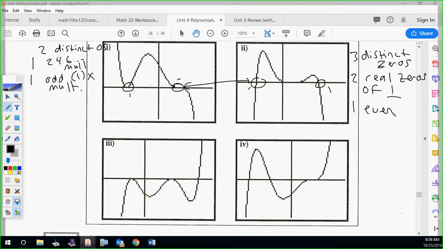How many distinct zeros are on part 3? Good, 1, 2, 3. How many even? 2. I put 2 even zero multiplicities. And then is that last one an odd 3, 5, 7 or a 1? It's a 1. Goes straight through.